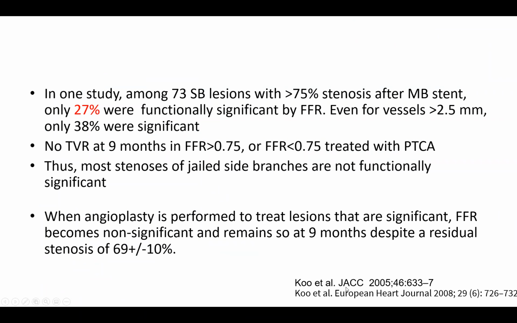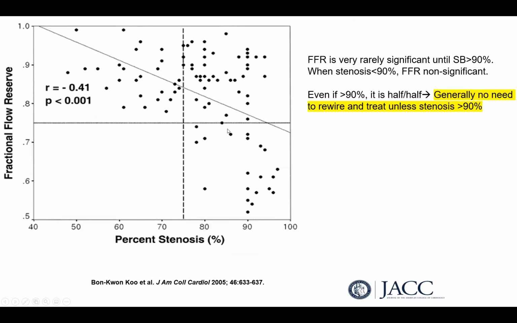But it's also based on that landmark study published in 2005. They took patients with side branch lesion after main branch stenting that were over 75% side branch lesion, and they found that only 25% were functionally significant by FFR. This is an interesting spread. So they took side branches that were over 75% stenotic after main branch stenting. And really, between 75 and 90%, this is your FFR. Overwhelmingly, your FFR is non-significant. Only a small subgroup had a significant FFR between 75 and 90%.